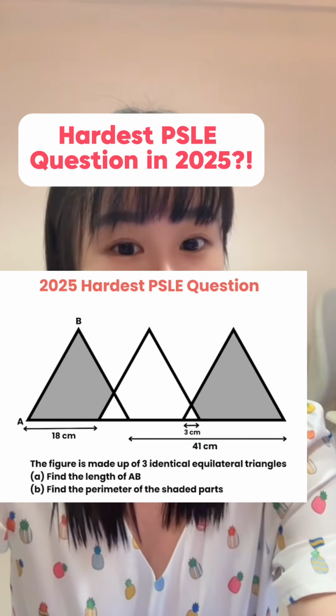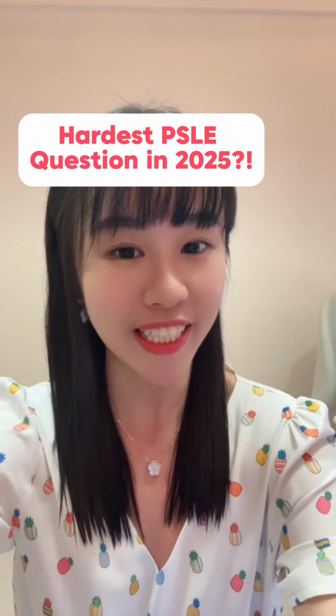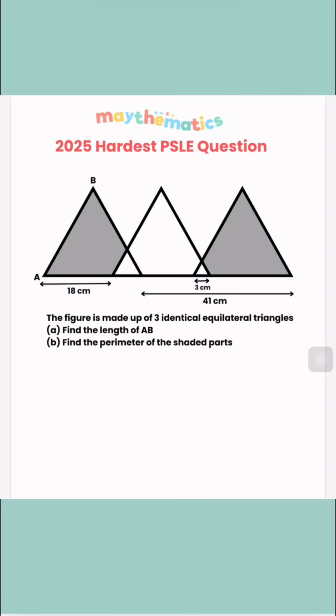This was the hardest PSLE math question that appeared yesterday as the last question. Do you want to learn how to solve it? The figure is made up of three identical equilateral triangles. Find the length of AB, and find the perimeter of the shaded parts.